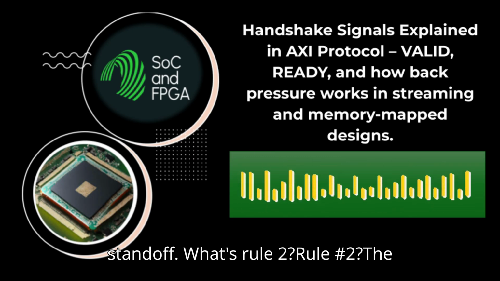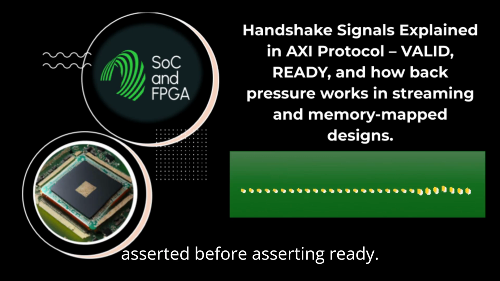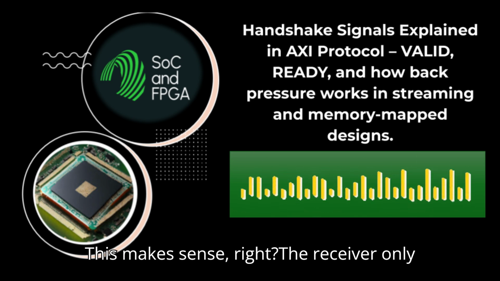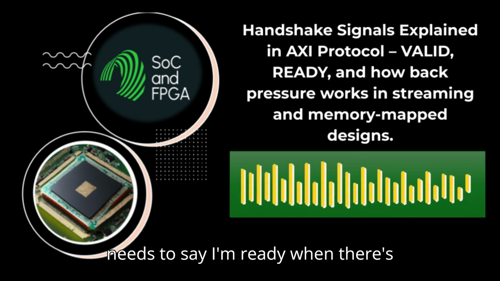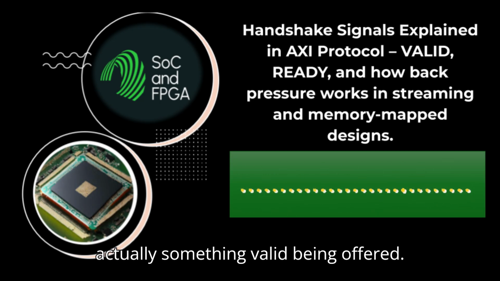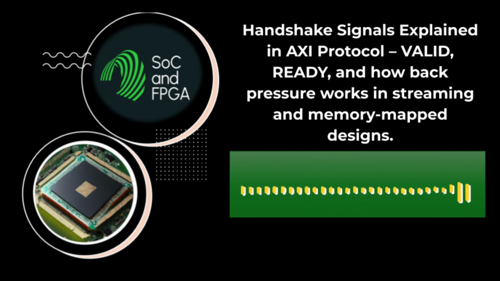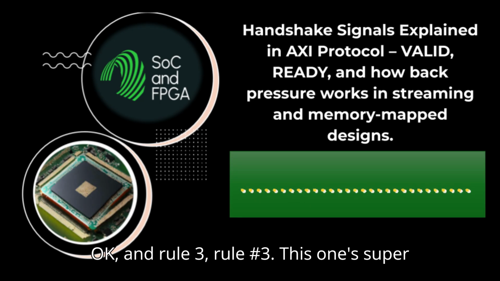Rule number 2, the destination can wait for valid to be asserted before asserting ready. This makes sense, right? The receiver only needs to say, I'm ready, when there's actually something valid being offered. It stops it from grabbing garbage data. Okay, and rule 3? Rule number 3, this one's super important.